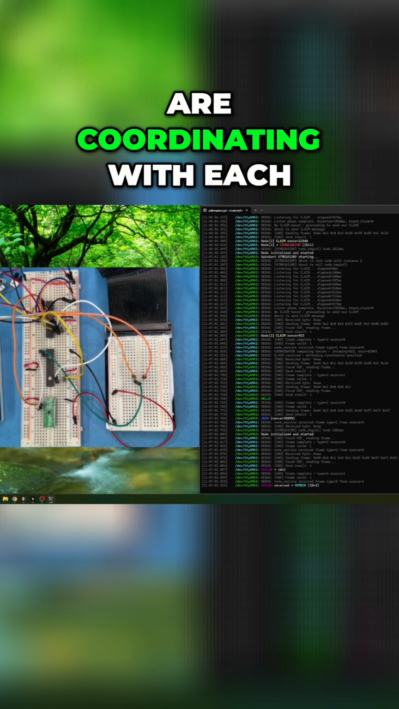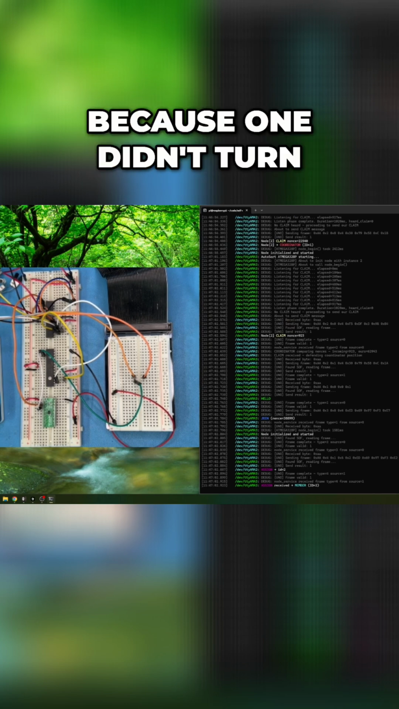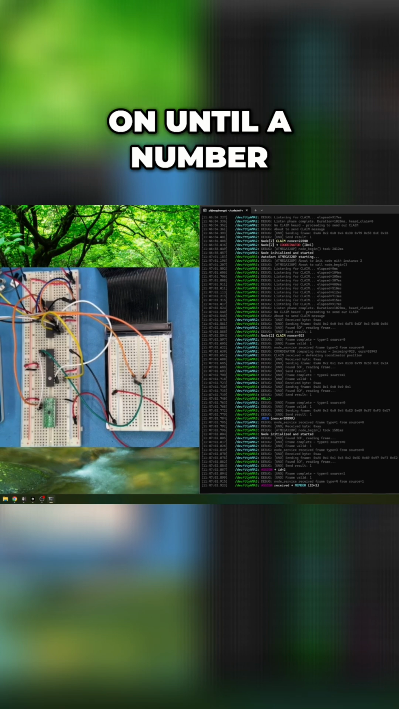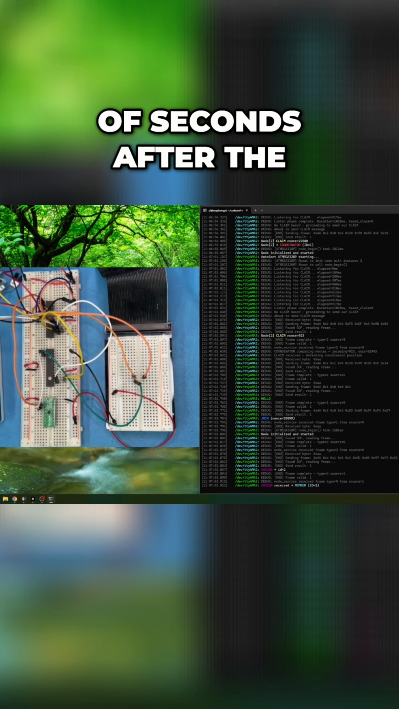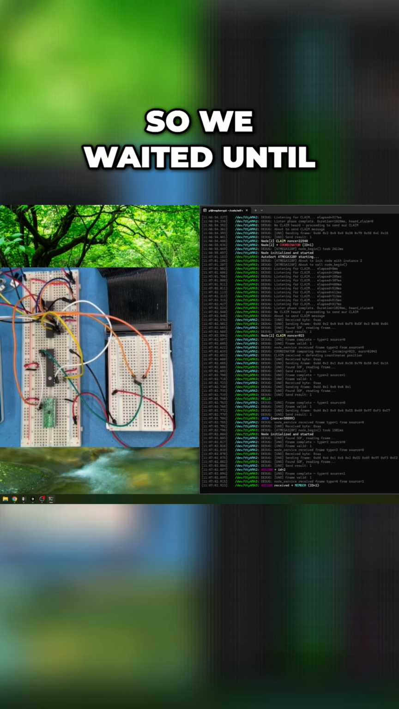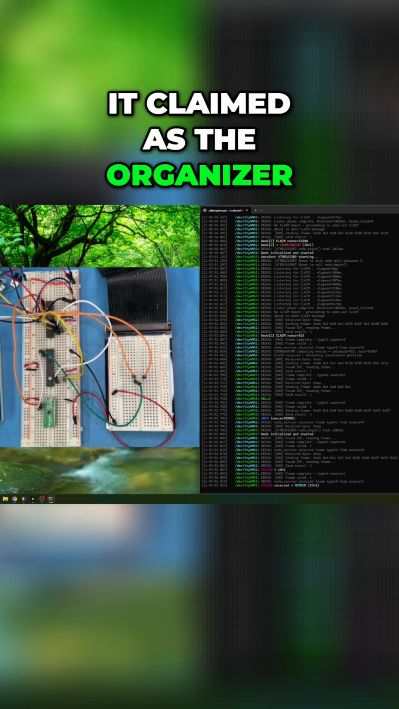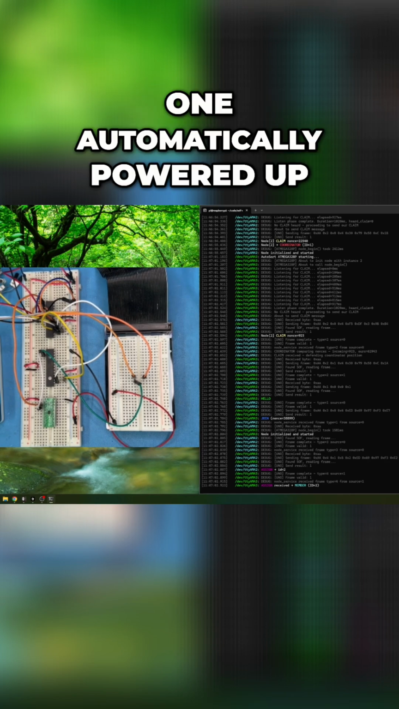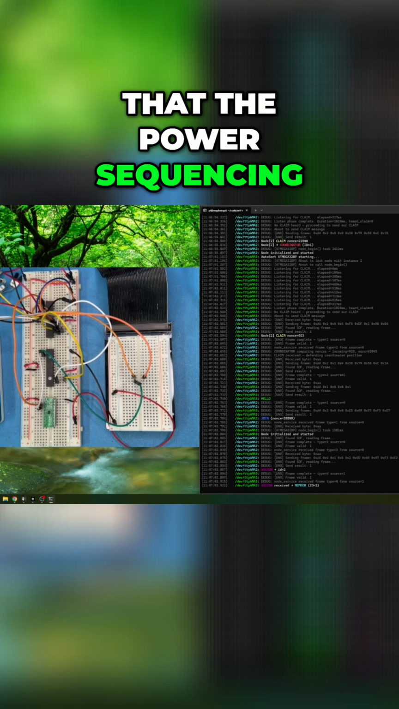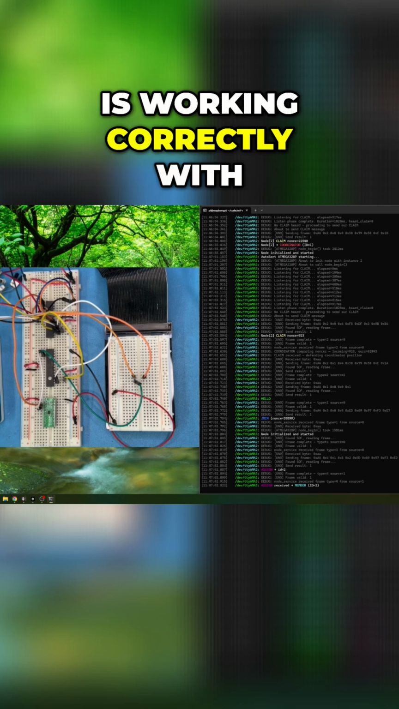And so now they are coordinating with each other correctly, because one didn't turn on until a number of seconds after the first one. So we waited until the first sequence started. It claimed as the organizer, and then the second one automatically powered up. So you can see that the power sequencing is working correctly with our software.